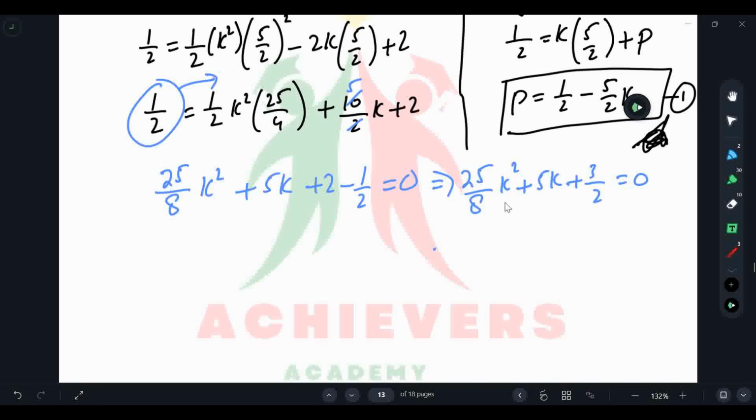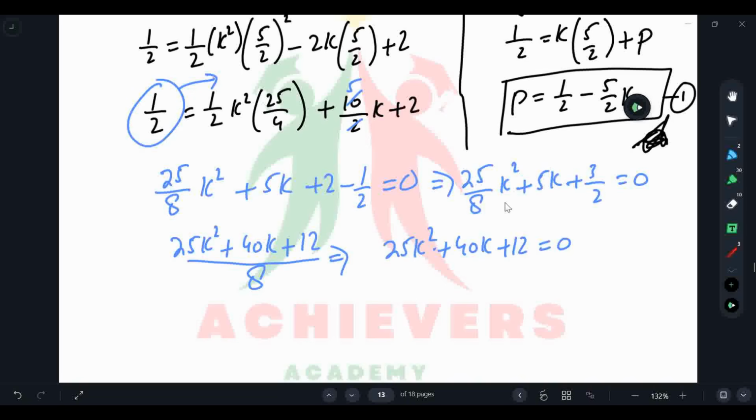Now if we take the LCM, this will be 25k square plus 40k plus 12 whole divided by 8. Now if we shift it to the other side, 25k square plus 40k plus 12 is equals to 0.